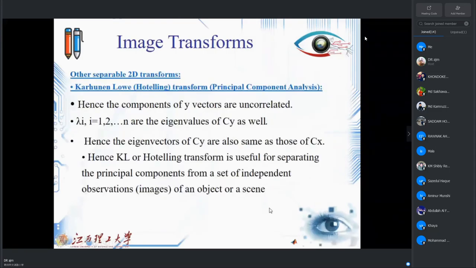In this method, as you can see, the components of the Y vector are uncorrelated, and lambda I to N are eigenvalues of CY as well. Hence, the eigenvectors of CY are also the same as those of CX. We can say that the KL or Hotelling transform is useful for separating the principal components from a set of independent observation images.